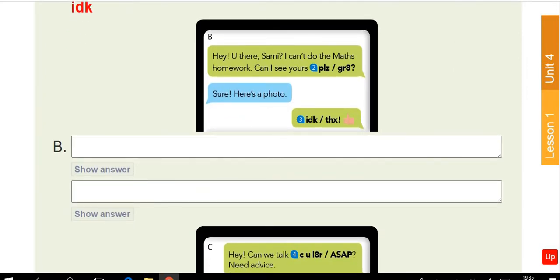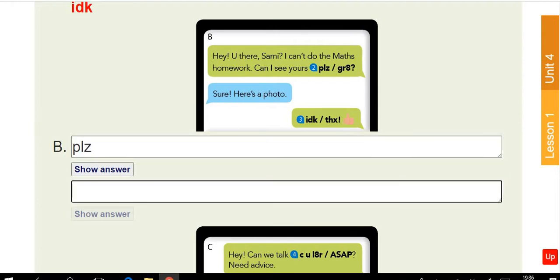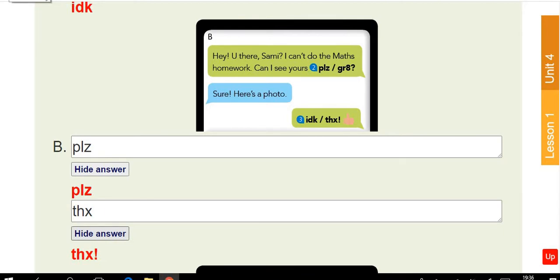Hi, you there, Sammy. I can't do the math homework. Can I see yours? Sure, here's a photo. Okay, and we have another one. So in the first one, we are going to write, yes, please. The second one, we are going to write, yes. Okay, so again, bingo.